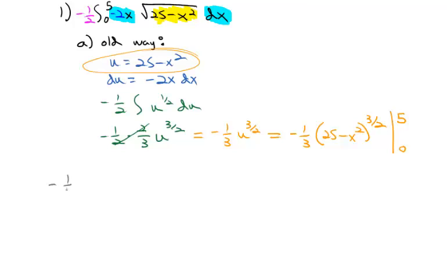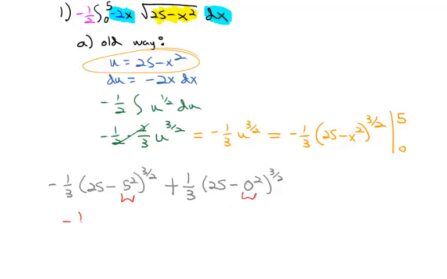So we're going to have negative 1/3 times 25 minus the upper limit, 5 squared, to the 3/2 power, minus, and we're going to subtract a negative 1/3, which makes it positive 1/3, 25 minus the lower limit, 0 squared, to the 3/2. And let's see what we get. What's nice is we simplify this order of operations doing the exponents first. We have negative 1/3 times 25 minus 25 to the 3/2 plus 1/3 times 25 to the 3/2.